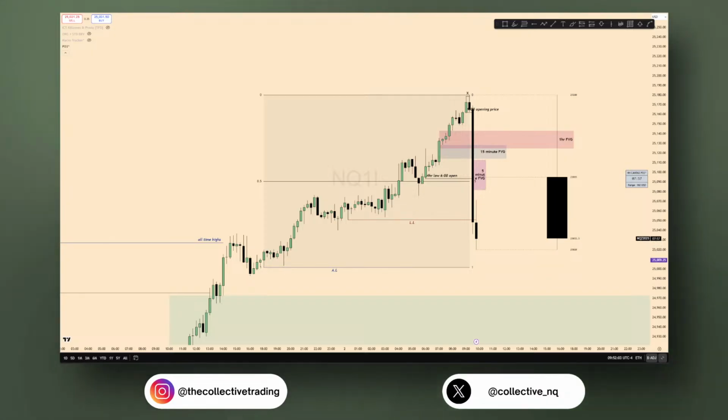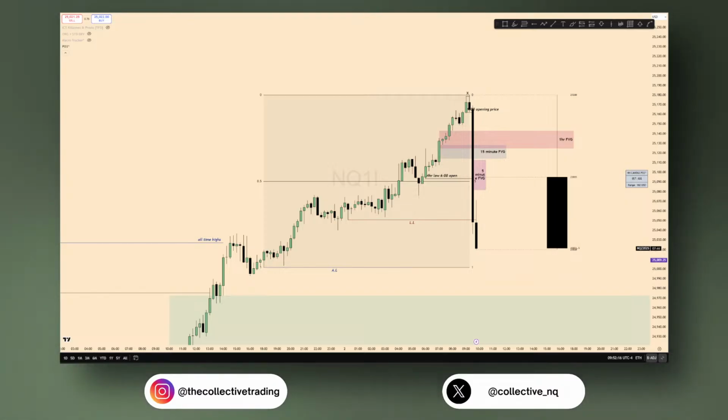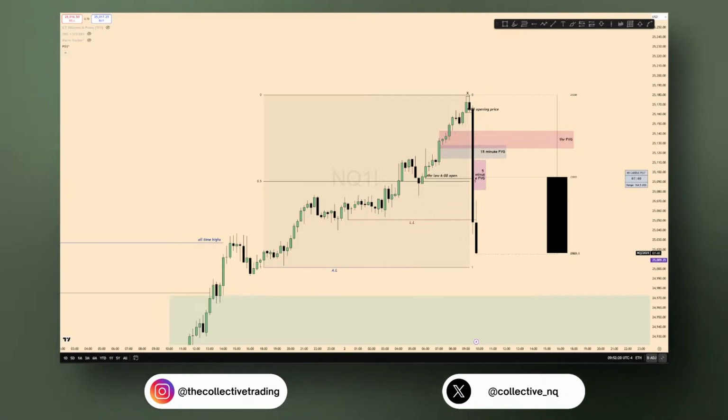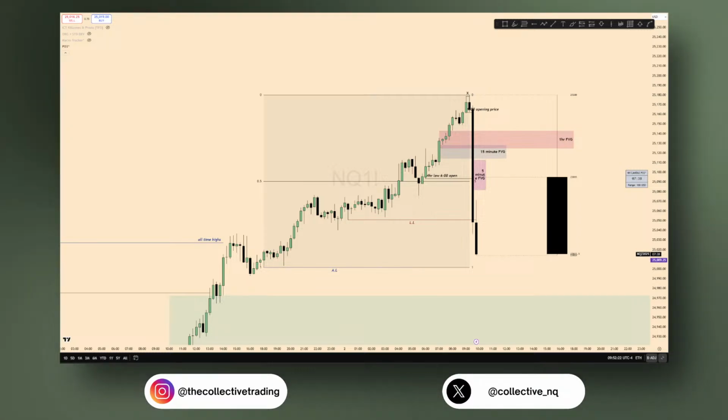But I'm trying to figure out one thing. Go to the higher time frame. How likely is it that this all-time high run is the manipulation? You thought about that one? And we finally get our minor retracement here.